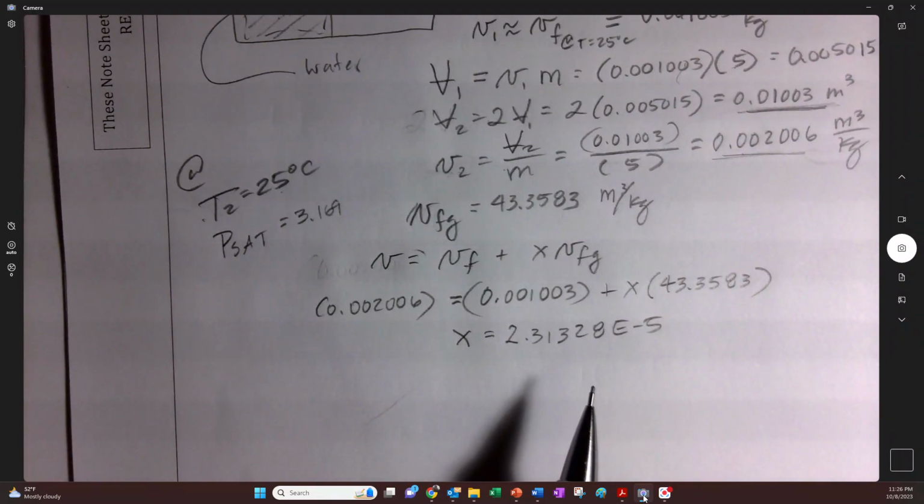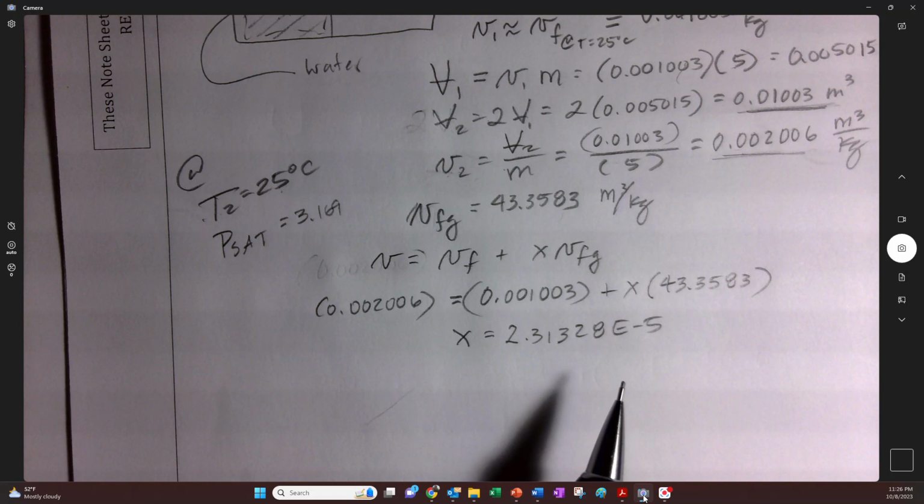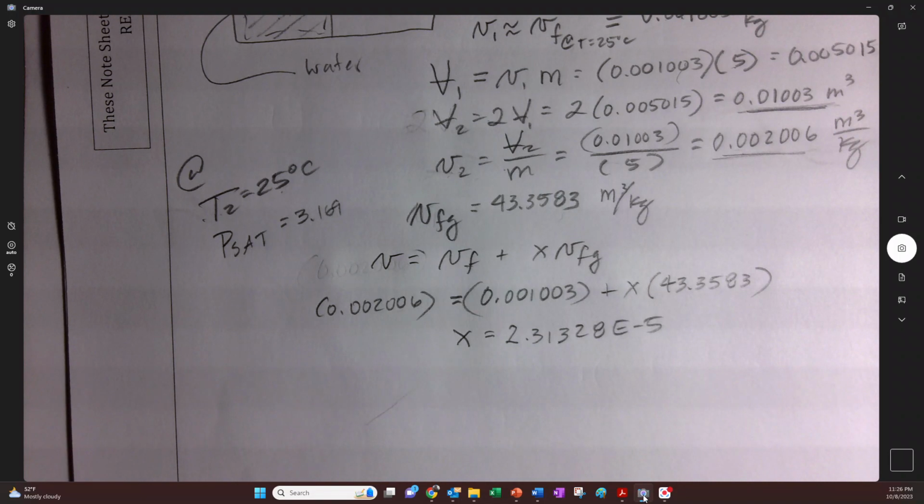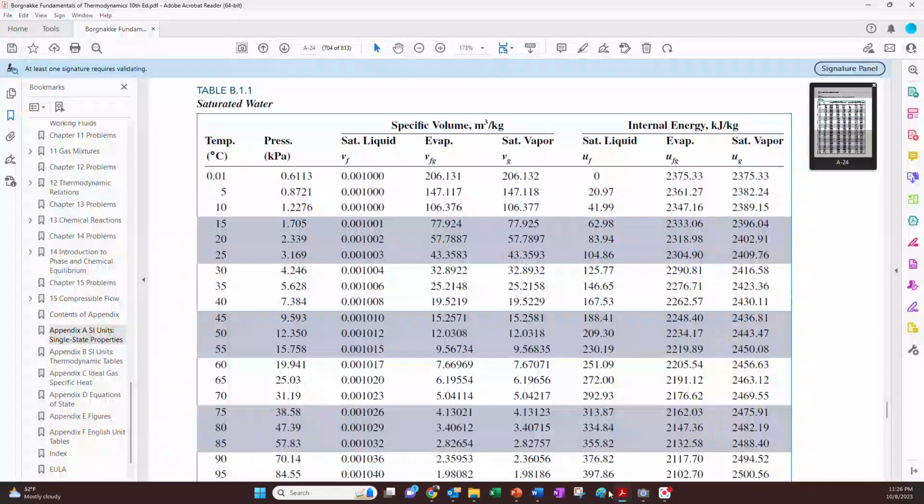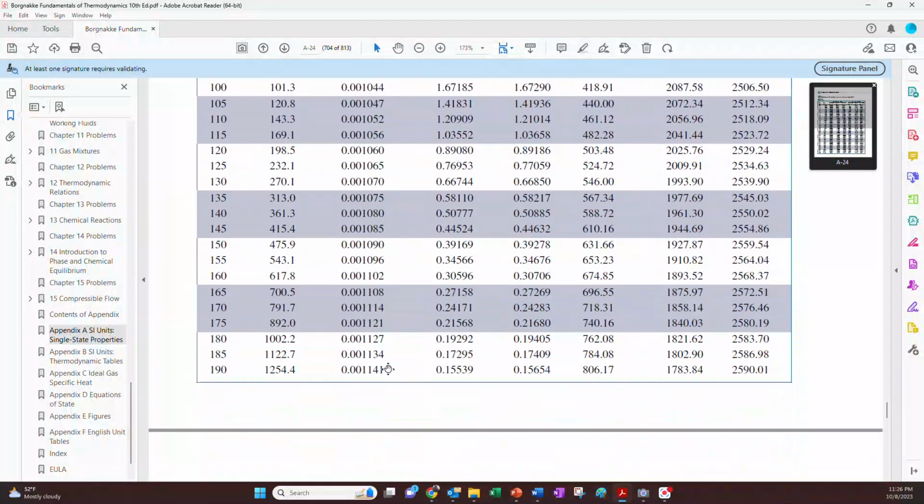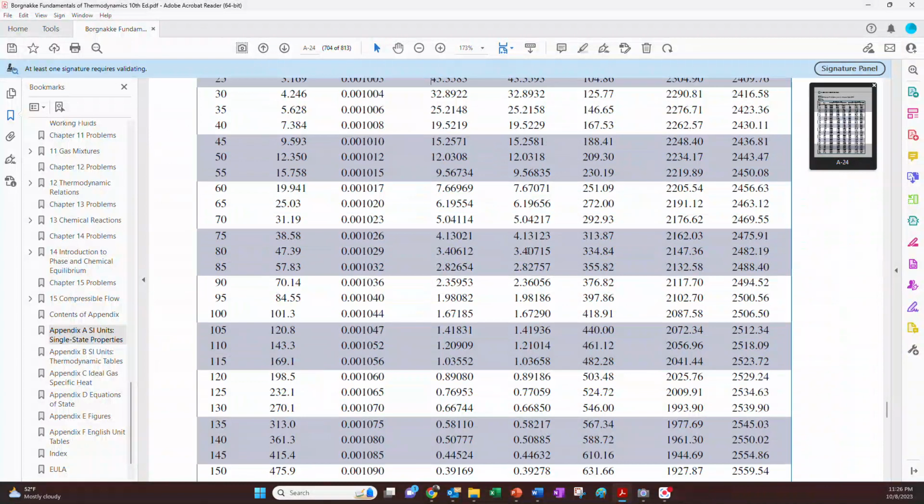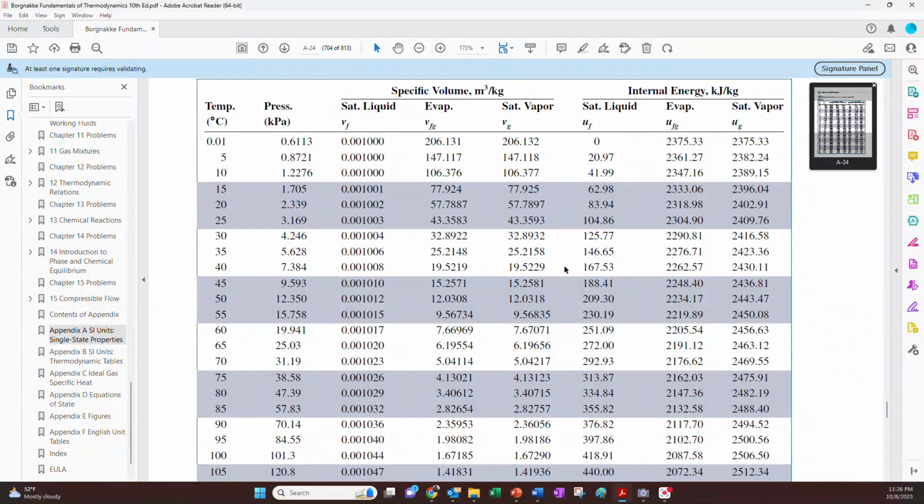But what we could use this for is coming up with the internal energy. Because we could go back to that next page of the steam tables where we have, no, we don't need the next page, we need this page. Internal energy, right there. We can get the internal energy. Is that right? Yeah. And go 25.